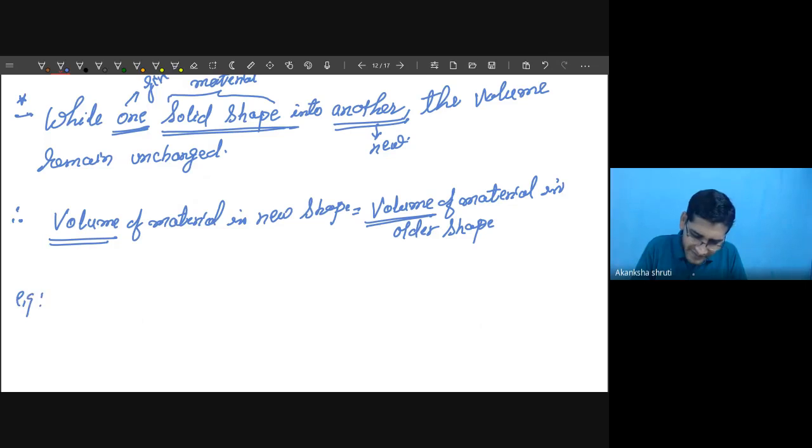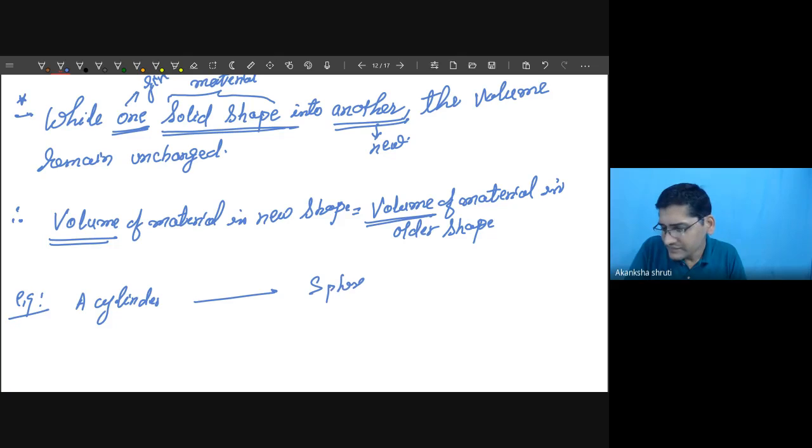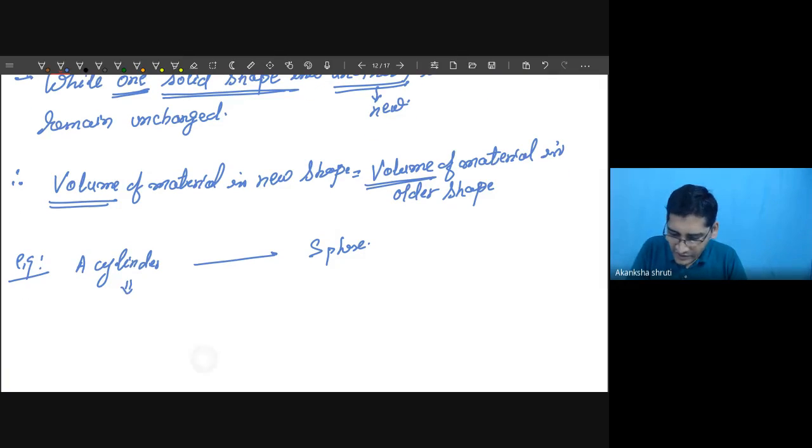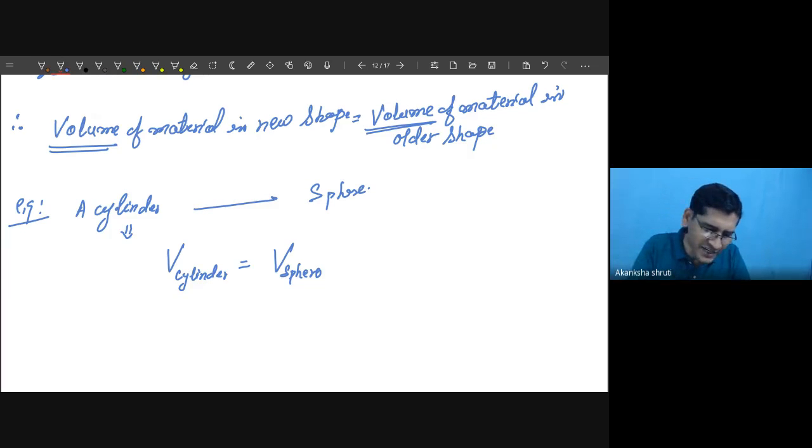Example, say a cylinder is converted into a sphere. So whatever the volume of the cylinder, that you need to take. It simply means the volume of the cylinder, or the volume of material in the cylinder if it is a hollow cylinder, should be equated with the volume of a sphere. Only this is the concept. Then how to apply this? For that, let me take one very small example rather than making a question.